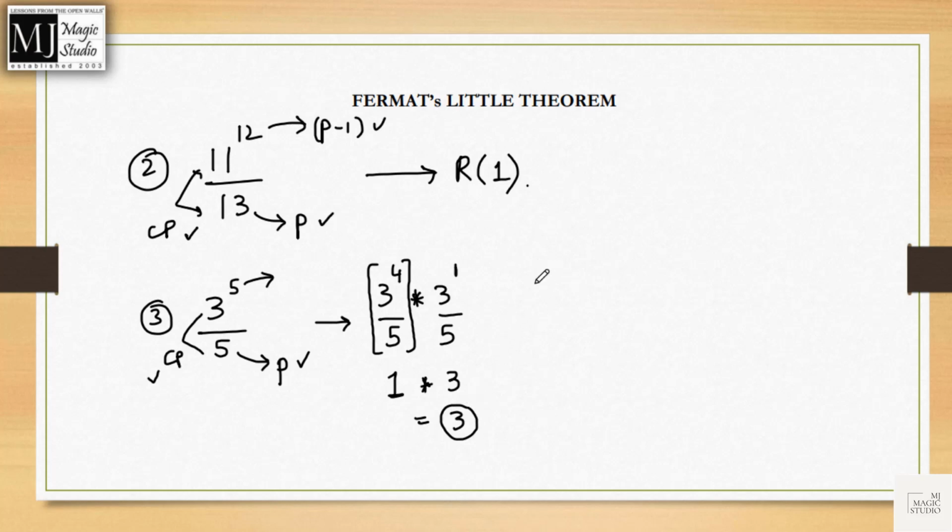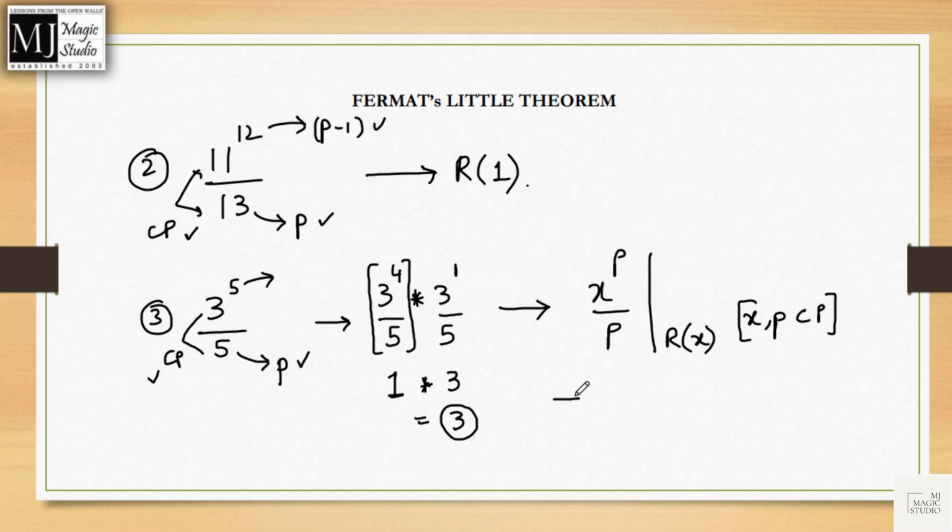Done. Now from this we can arrive at one more extension of Fermat's little theorem. And what is that? That x to the power p when divided by p, remainder is x, given that x and p are co-primes. If x and p are co-prime, then x to the power p when divided by p will leave remainder x. How?